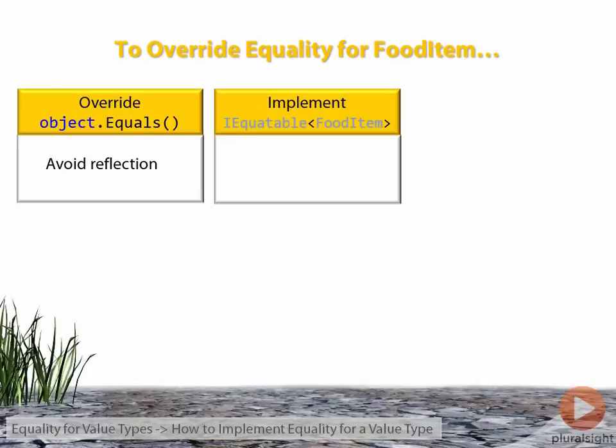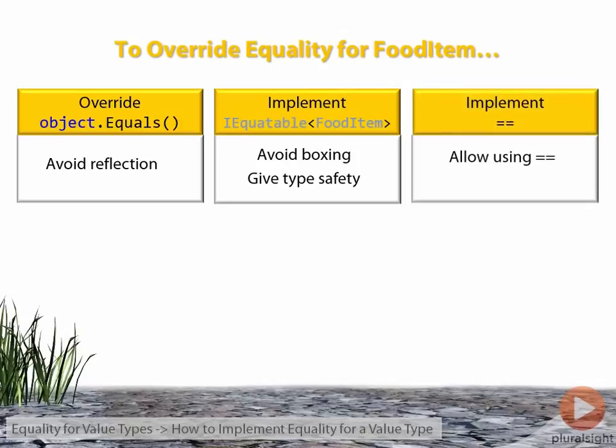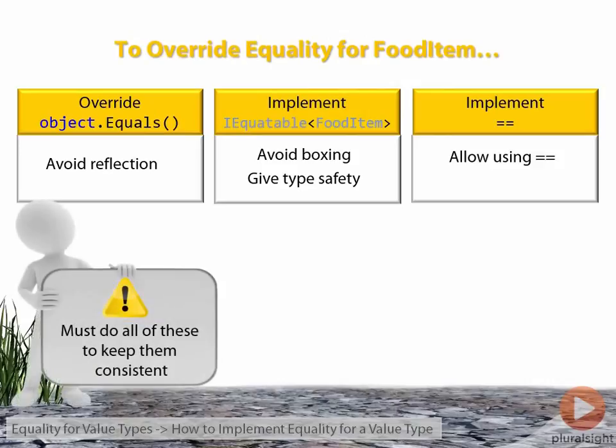This gives us a high performance Equals method that doesn't require boxing, and also because it's an interface method, advertises to any other code using FoodItem that we have this ability. Even better, it's type safe. And of course we want the equality operator to work in C#, so we need to provide an implementation of that. And I stress good practice requires that you do all three of these in order to keep them in sync and consistent. Doing only one or two of these is a mistake.